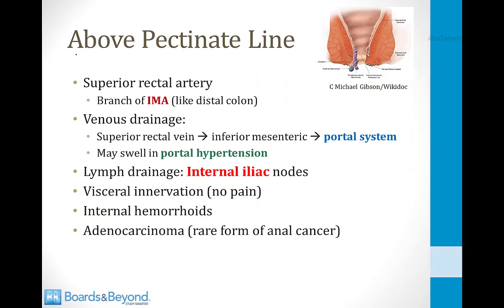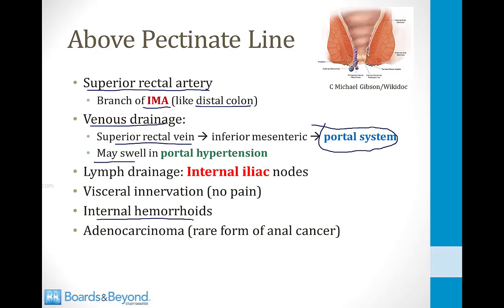Let's talk about above the pectinate line first. The blood supply above the pectinate line comes from the superior rectal artery. This is a branch of the IMA, much like the distal colon. The venous drainage is via the superior rectal vein to the inferior mesenteric to the portal system. This means that patients who have cirrhosis and portal hypertension may see swelling of the venous structures above the pectinate line. This can result in internal hemorrhoids.